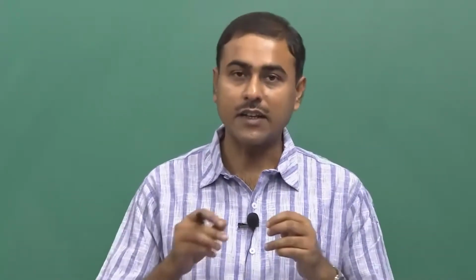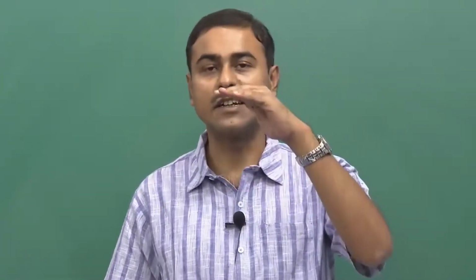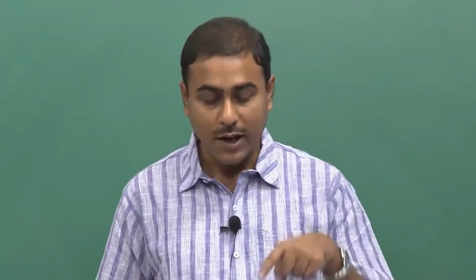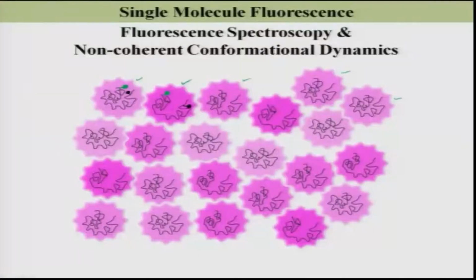Then I will see that fluorescence intensity will increase, then decrease, increase, decrease, and so on and so forth. But if it is not, in this particular scenario, as I am showing here, at a particular instance in time, this molecule shows strong fluorescence, this is weak, this is strong, this is very strong, this is weak. They are all different.